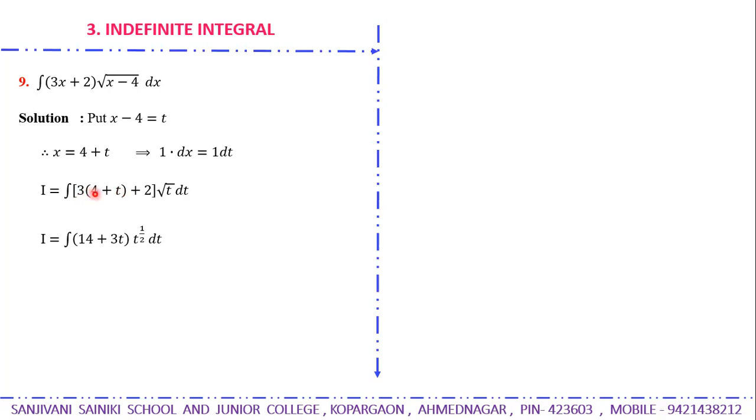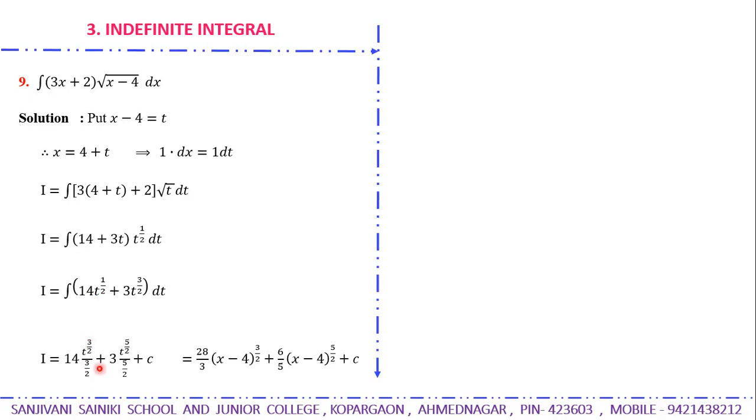3 into 4 is 12, 12 plus 2 is 14, and 3 into t is 3t. Root t means t raised to half, so we multiply this bracket by t raised to half. So 14 into t raised to half plus 3 into t raised to 1 plus 1 by 2, which is 3 by 2. Now take the integral, separately on both the terms.